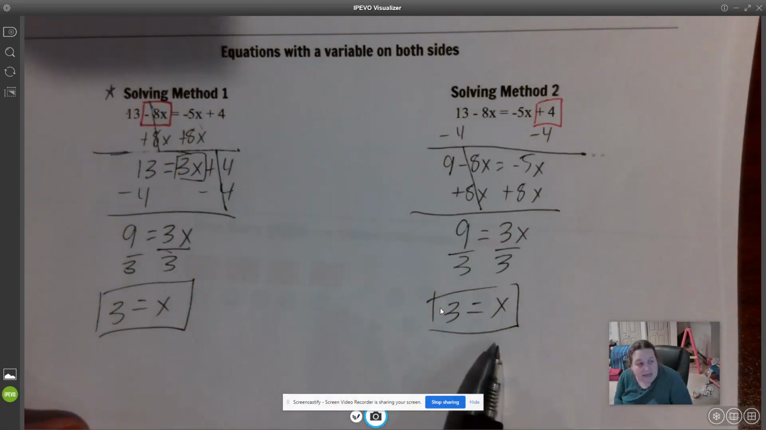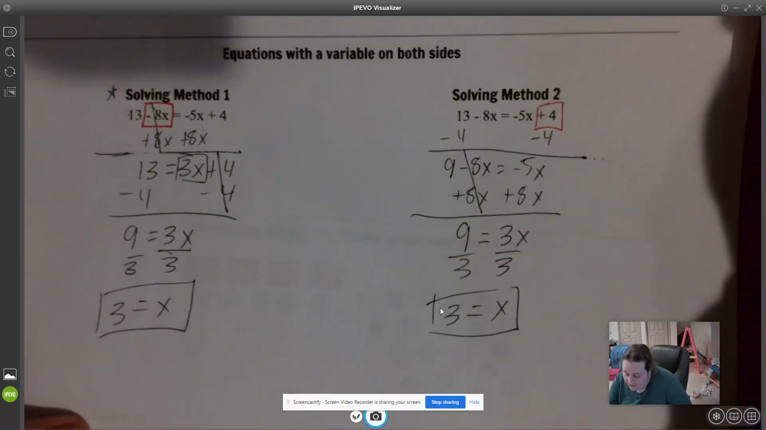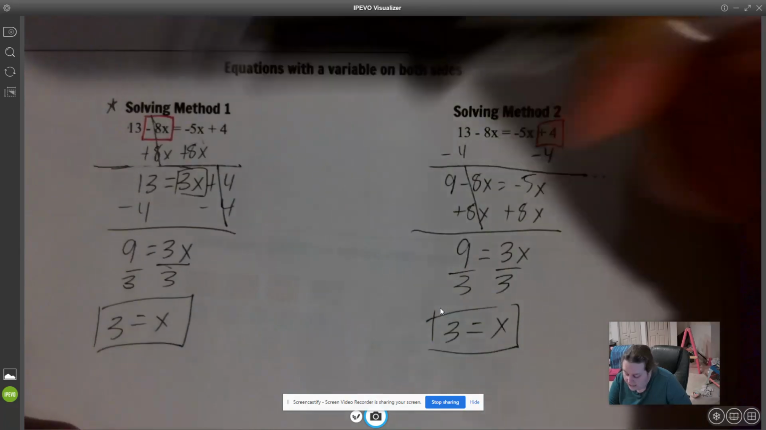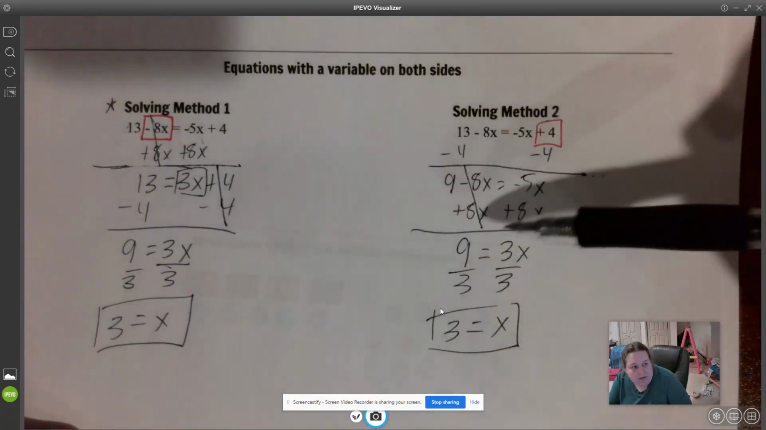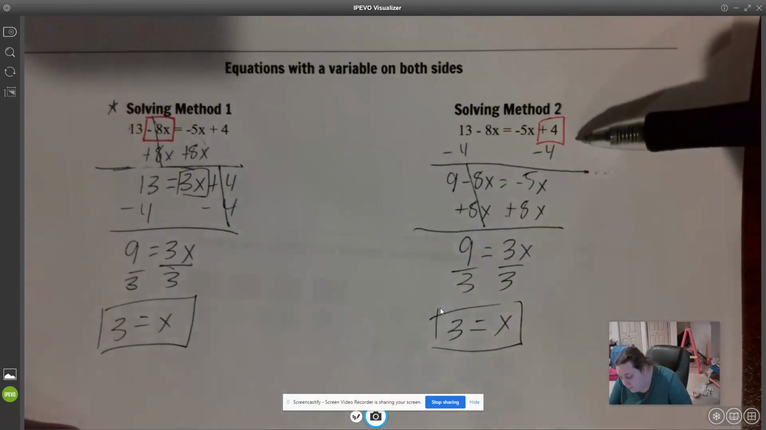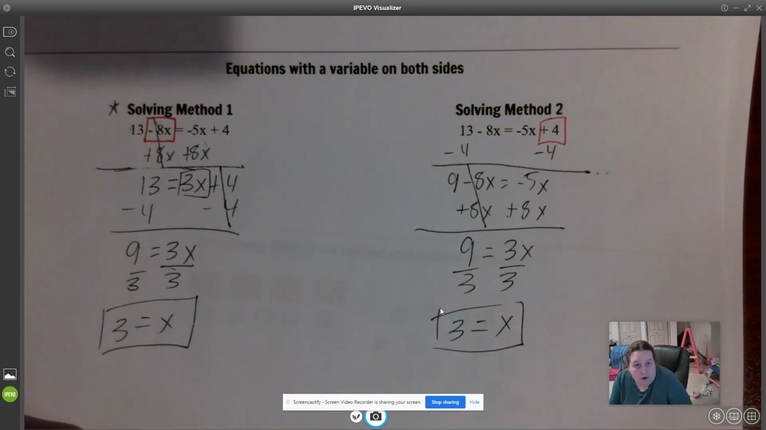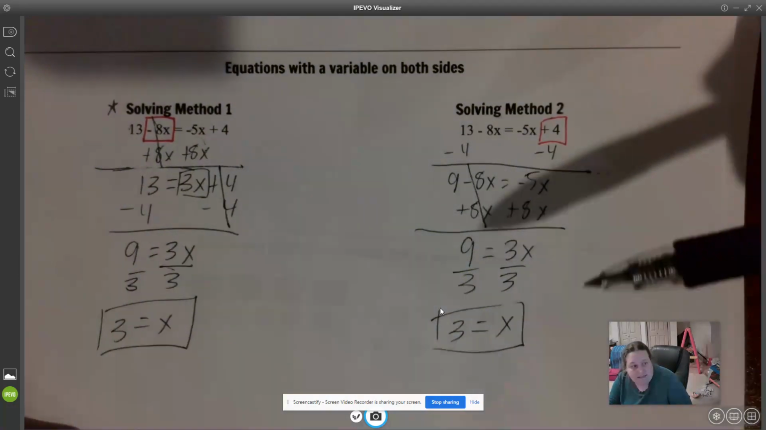Okay. Same exact answer for the same exact problem, which is what we should see. And if you take a look at the steps, instead of adding 8x first, we did it second. And instead of subtracting 4 here second, we did it first. So we're really doing the same steps, just in a different order. And we still got to the same answer.